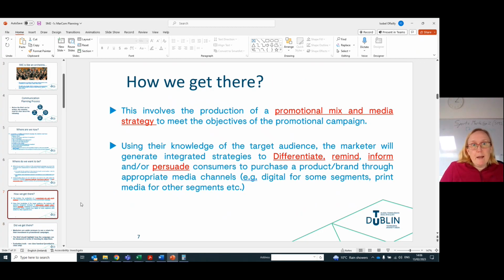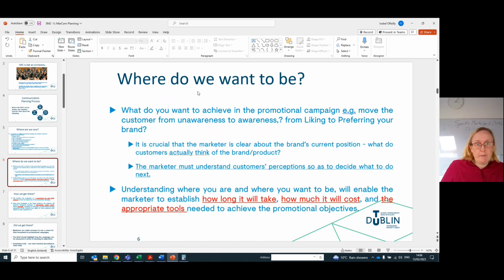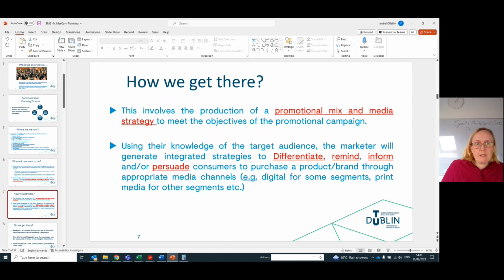So next, how we get there. We've worked out where we want to get to from where we are now, so now we fill in the gaps. How do we do that? What is the strategy? This involves production of promotional mix and media strategy to meet the objectives of the promotional campaign. So the objectives were hopefully outlined in the previous heading. Using their knowledge of target audience, the marketer will generate integrated strategies to differentiate, remind, inform, and or persuade. So DRIP, D-R-I-P.